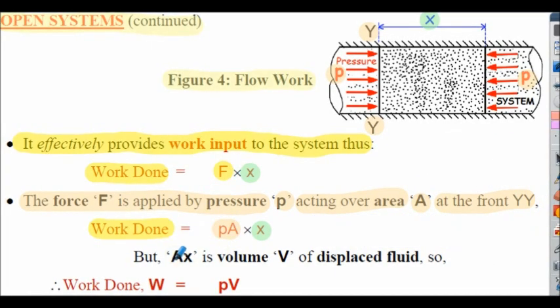But note that A multiplied by x is actually the volume V of the displaced fluid. So we can write work done, uppercase W, as pressure lowercase p multiplied by the volume uppercase V. And that's considered to be the flow work done on the fluid, which is an additional energy term to consider.